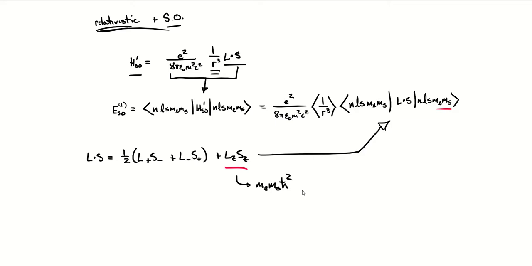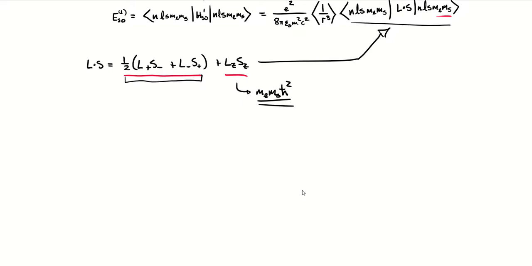And this term here only couples adjacent L and adjacent S states, right? This is going to raise or lower these ML and MS numbers by 1. So all the diagonal elements are 0, right? So we're looking at the diagonal elements of this operator. They're all 0 for this term. So this is the only term that survives in this spin part of this energy correction.